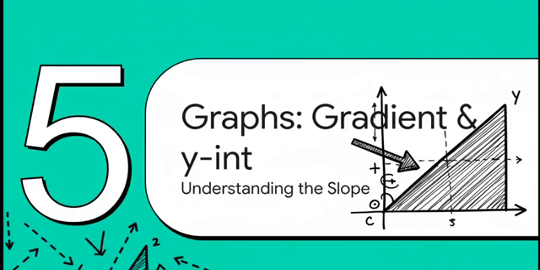And here we are, our final section, graphs. So whenever you see a straight line on a graph, there are two things that really matter. The first is its gradient, how steep it is. And the second is its intercept, which is just where it hits the y-axis. Right now, let's really focus on that slope, the gradient.